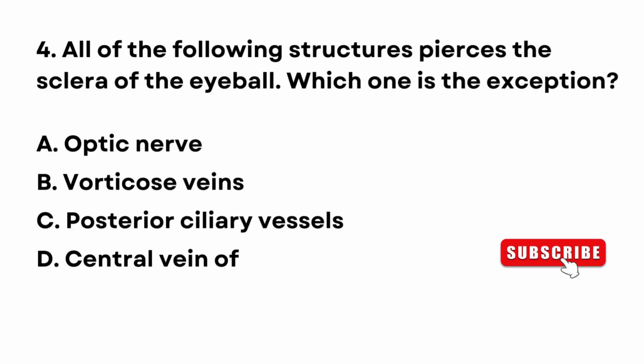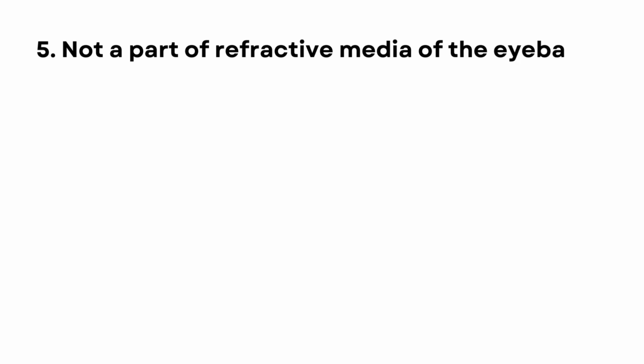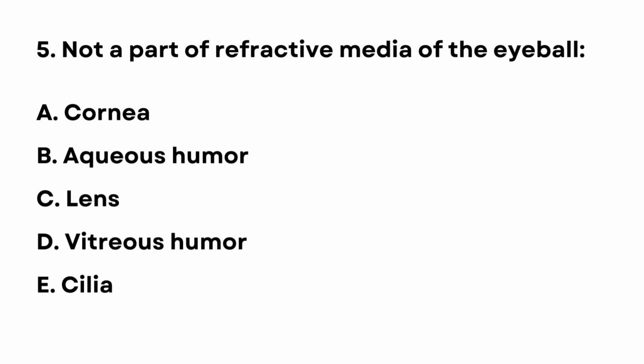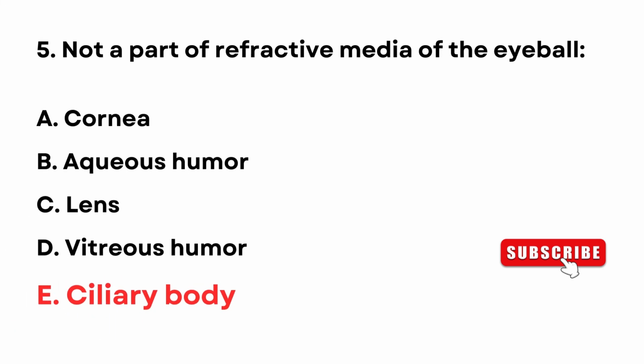The answer is E. Anterior ciliary arteries. 5. Not a part of the refractive media of the eyeball. A. Cornea. B. Aqueous humor. C. Lens. D. Vitreous humor. E. Ciliary body. The answer is E. Ciliary body.